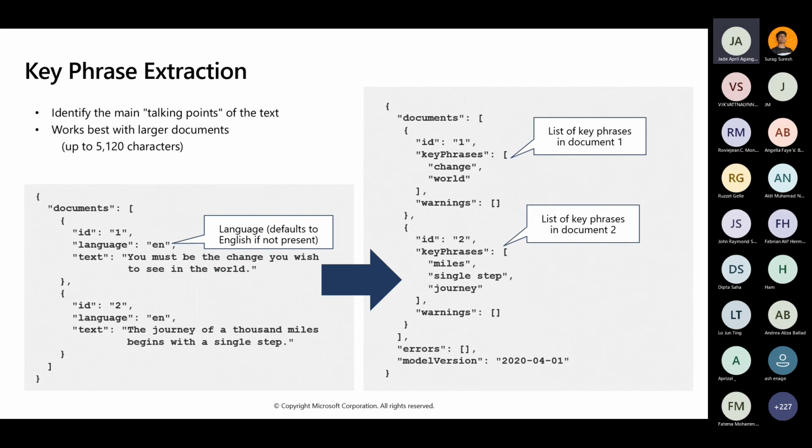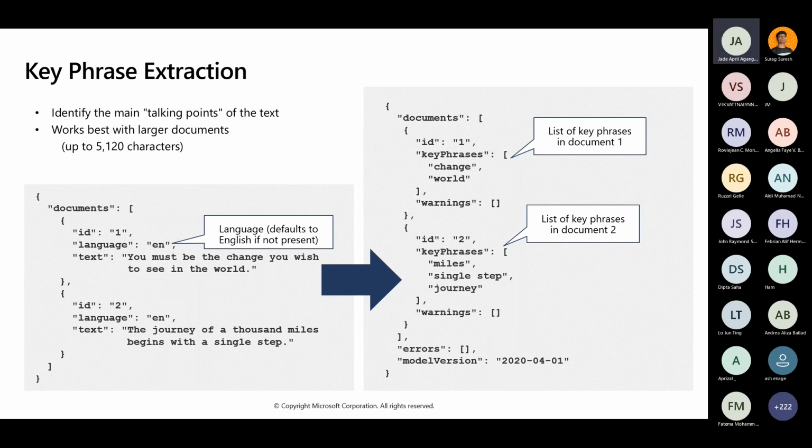So we also have key phrase extraction. We identify the main talking points of the text. It also works best with larger documents. Here, these are actually codes that you could follow if we do Visual Studio Code, or whatever platform that you want to run your codes with.